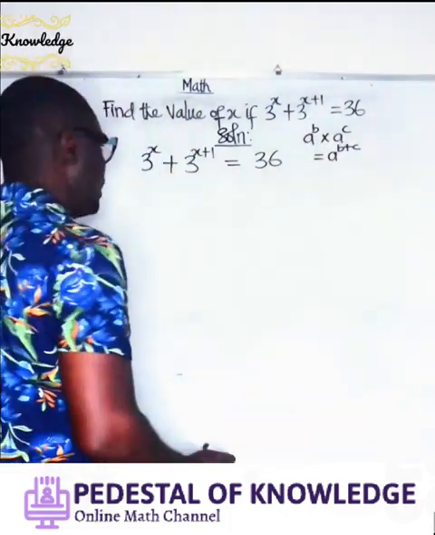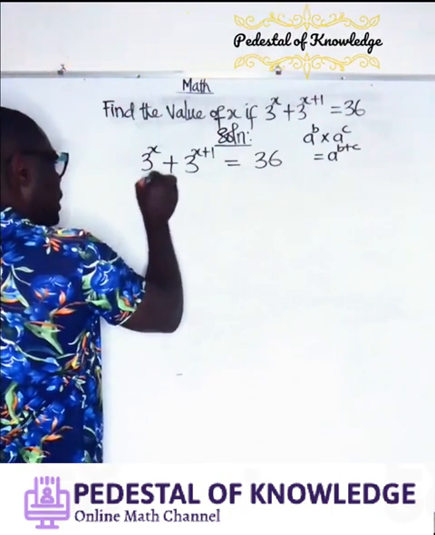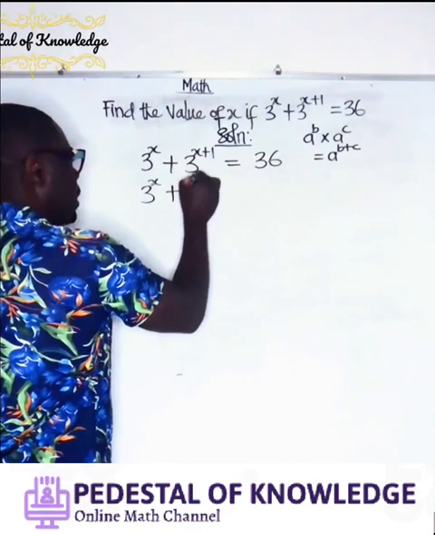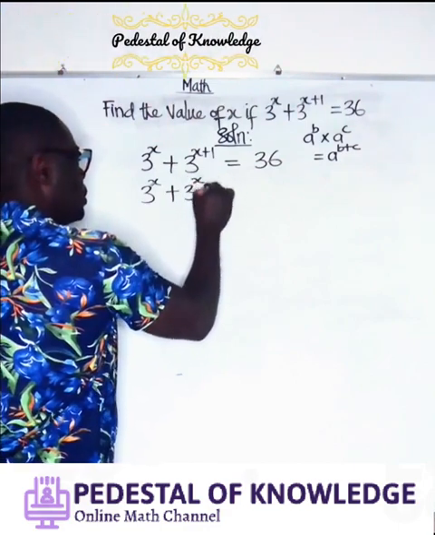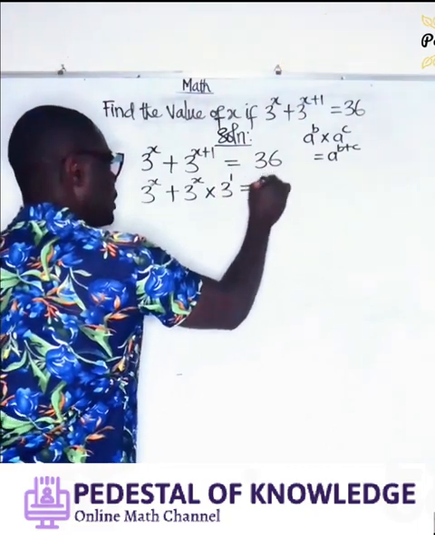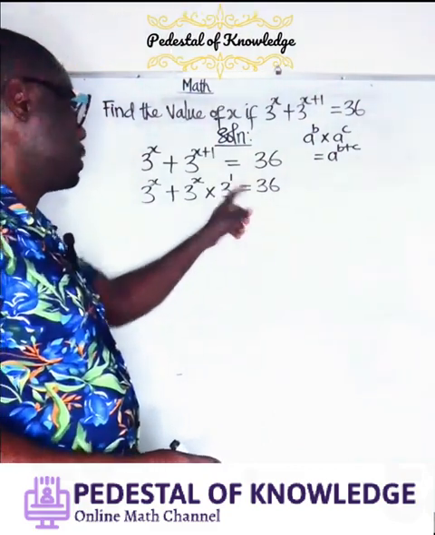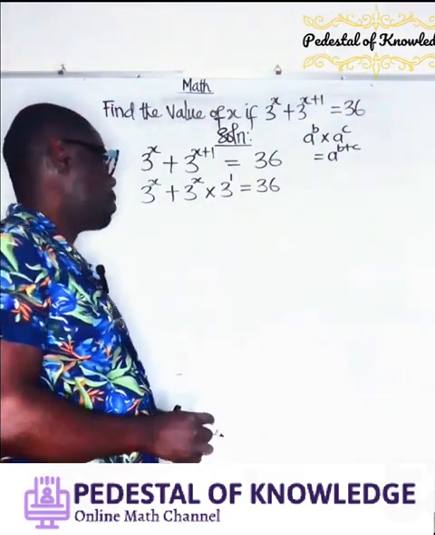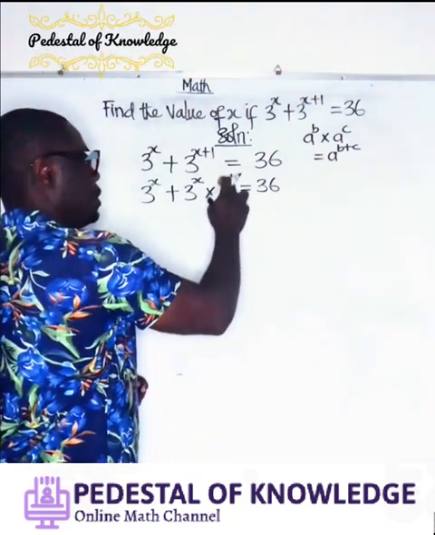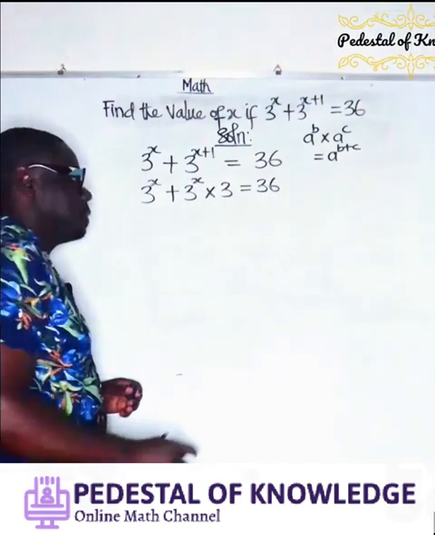Alright, so with that, we continue by saying 3 raised to power x plus 3 raised to power x multiplied by 3 raised to power 1 is equal to 36. And don't forget that 3 raised to power 1 is equal to 3. Any number raised to power 1 is equal to that number. So we can therefore remove this one here, since we know it doesn't make any impact there.